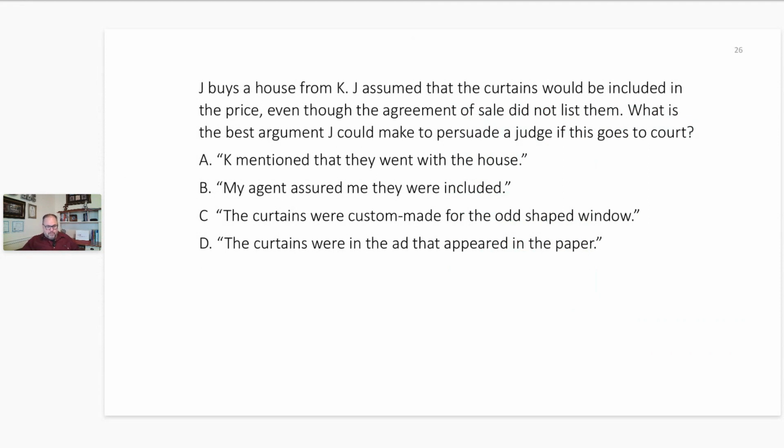Again, for test purposes, you want to be familiar with these, but in real life, you really want to bring this up in open discussion and get it in writing.